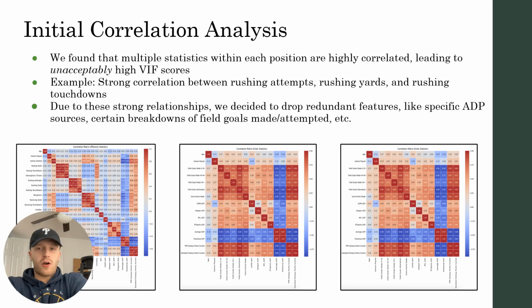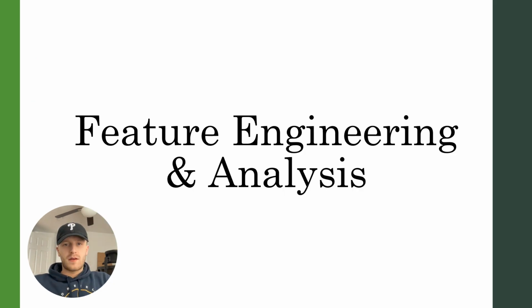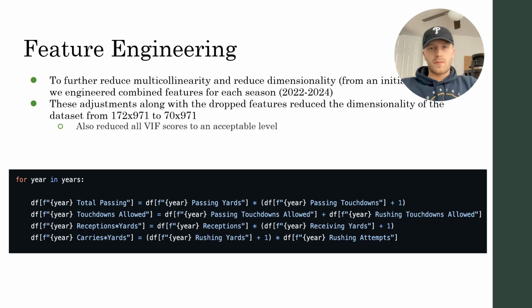So due to these strong relationships, we decided to drop redundant features like specific average draft position sources, certain breakdowns of field goals, and more. Now let's move on to our feature engineering and analysis. Our original dataset had 172 variables, and reducing this is essential for optimization.